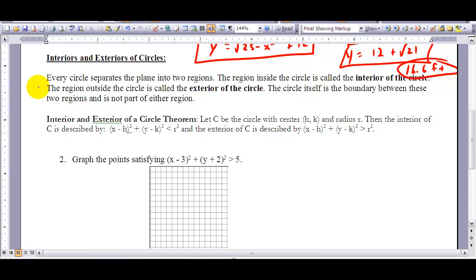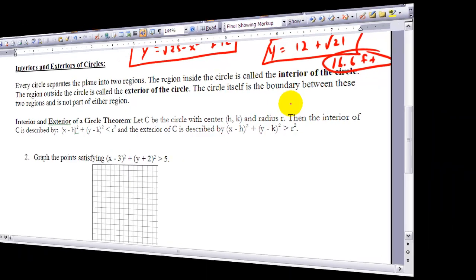The interior and exterior of a circle theorem says: let C be the circle with center (h, k) and radius r. Then the interior of this circle can be described as x minus h squared plus y minus k squared is less than the radius squared, and the exterior is the exact same thing but greater than the radius squared.